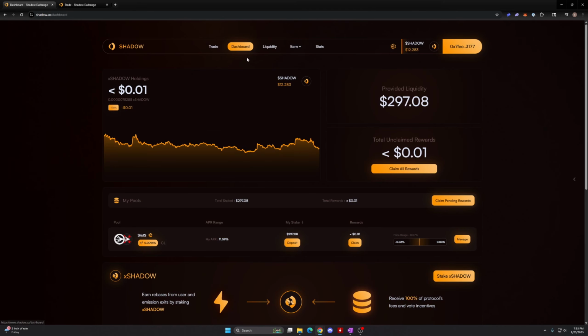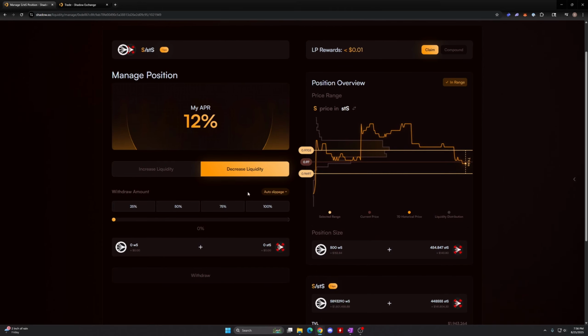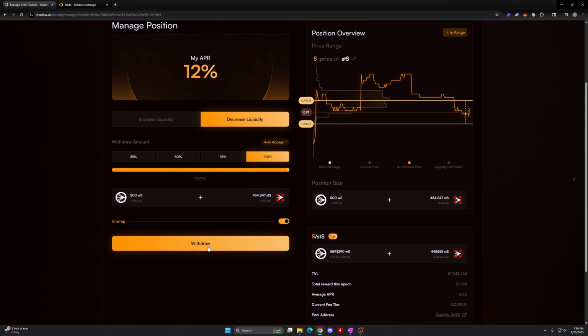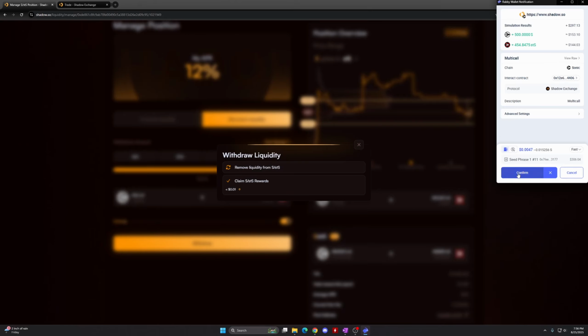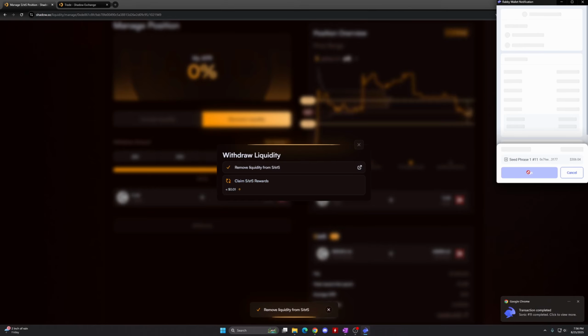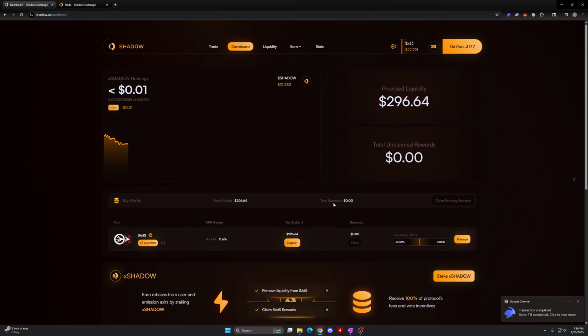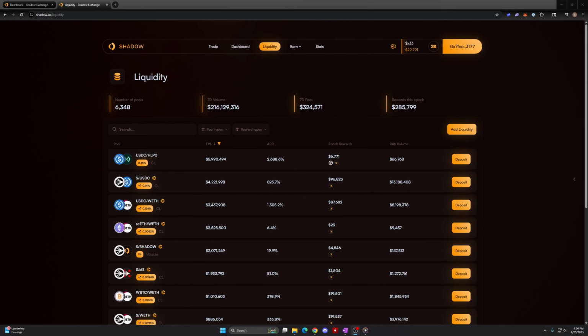What else we got here? So, I also mentioned earlier, what happens if I go out of range? Say I do a semi-tight range, I go to bed, oh no, I'm knocked out. Thankfully, I'm in this pool, so there's minimal impermanent loss. I'm going to click on it, and you're going to see it's all the way swung to one side, and you'll get a little alert that says out of range. I'm going to click on manage, click on decrease liquidity, press 100%, and withdraw. I'm going to sign that. And we're good.